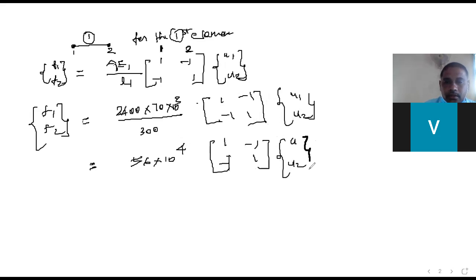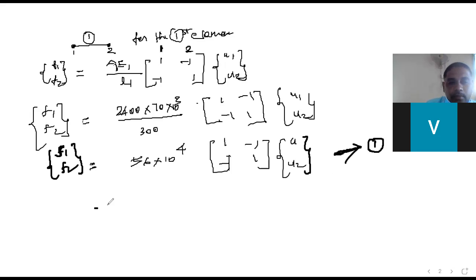U1 and U2. You can put it in small letters, f1 and f2. Small letters indicate the local vectors, I mean for the elements, and the global vector is indicated by capital letters. This is element equation number 1.